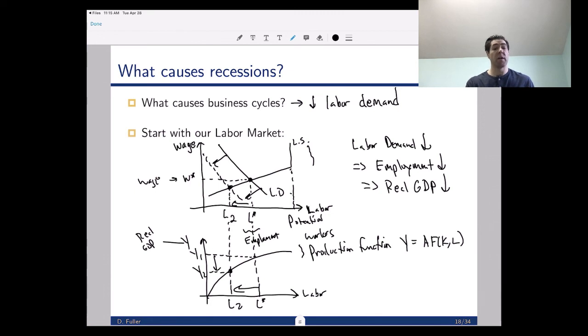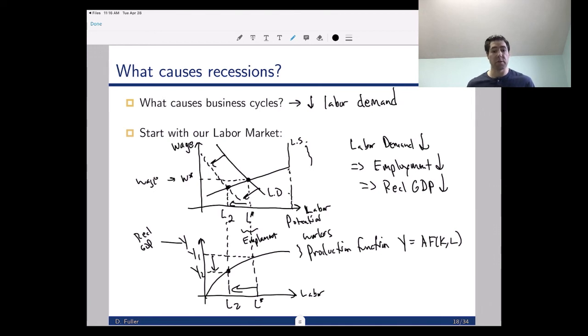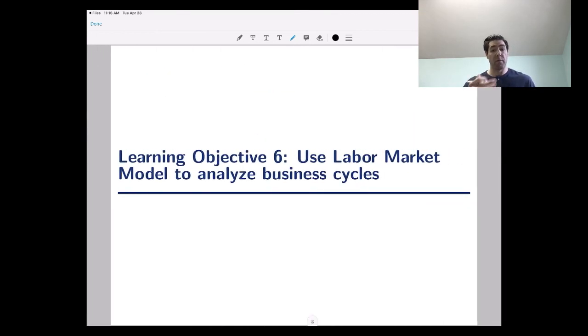So what we're going to do next is to try to understand what it is that shifts labor demand. And then once I understand that, we'll think about some other features that may make recessions worse or easier. And that will be in learning objective 6.